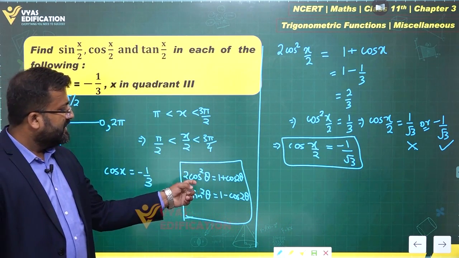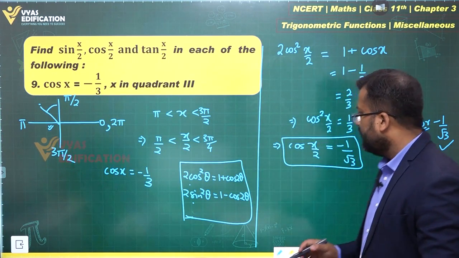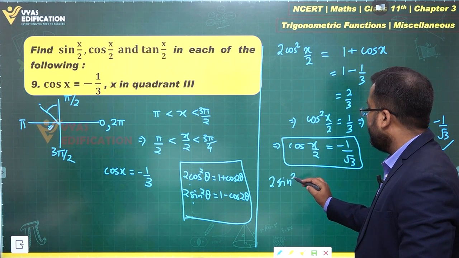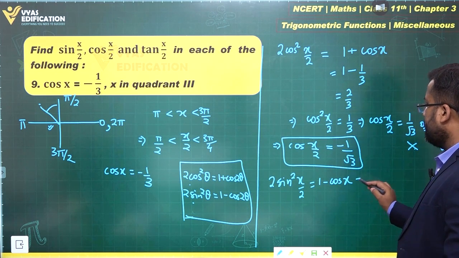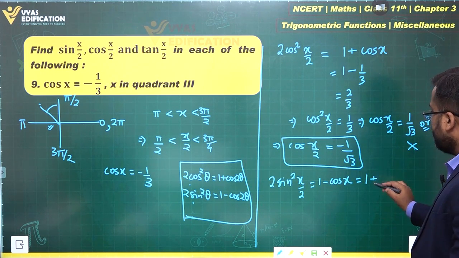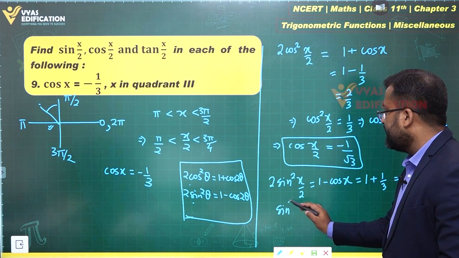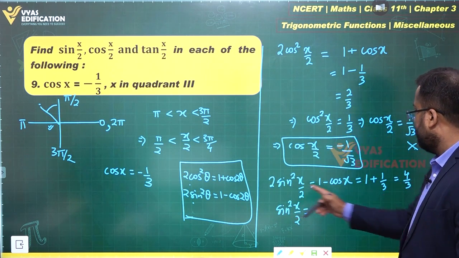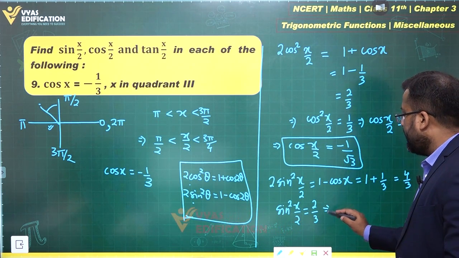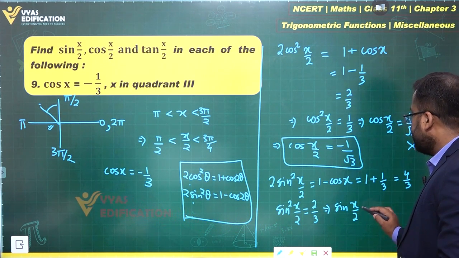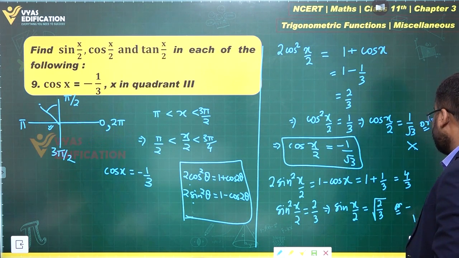Now, once you have used this formula once, can I use the other formula to get the value of sin x by 2? Yes, let's use this. 2 sin square x by 2 will be equal to 1 minus cos x. This will become 1 minus minus 1 by 3, which will be 1 plus 1 by 3, which is 4 by 3. Let's write the value of sin square x by 2, which is equal to 2 by 3. This 2 comes in the denominator, so this becomes 2 by 3. And from here you can note that sin x by 2 is equal to under root of 2 by 3 or minus under root of 2 by 3.